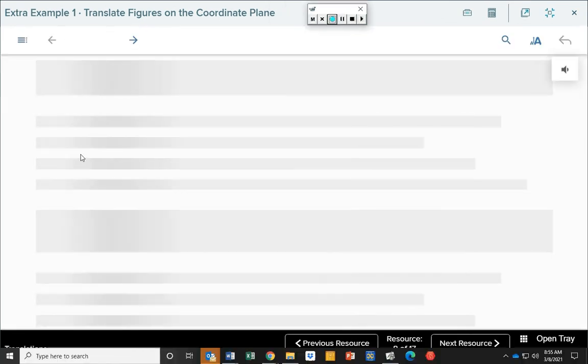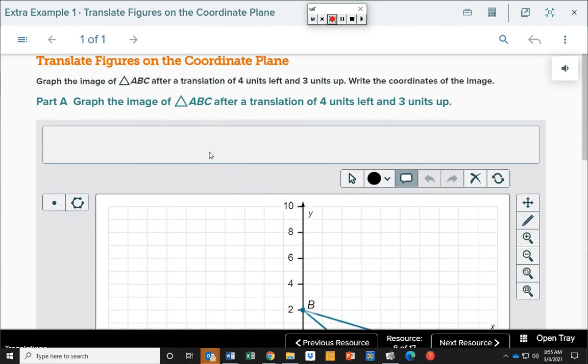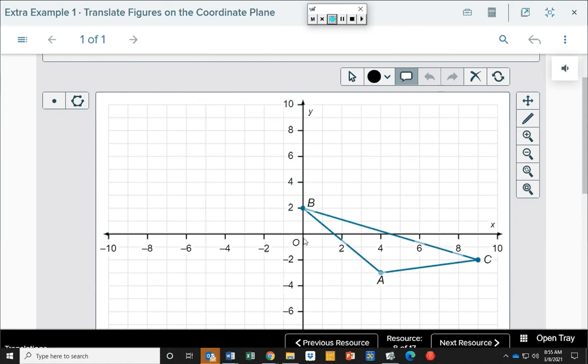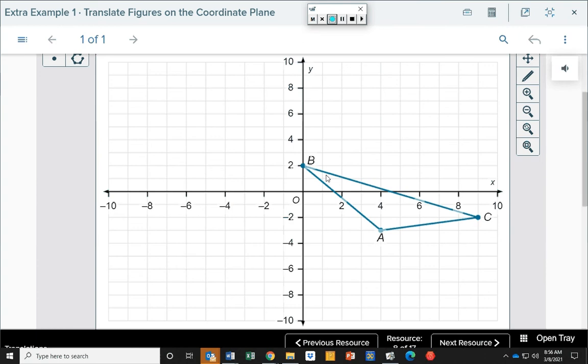All right, so let's look at this one. We're going to translate this figure on the coordinate plane. Part A, graph the image of ABC after a translation of 4 units left. Now, this is the pre-image, right? So see if you can write down the coordinates of A prime, B prime, and C prime. And remember, what are we doing with it? 4 units left and 3 units where? Up. So what's going to happen to our x value? We're going to do it with our x's. Subtract what? 4. And what are we going to do with our y units? Add 3. So write down the coordinates in your notes. Let's see if you get it right.